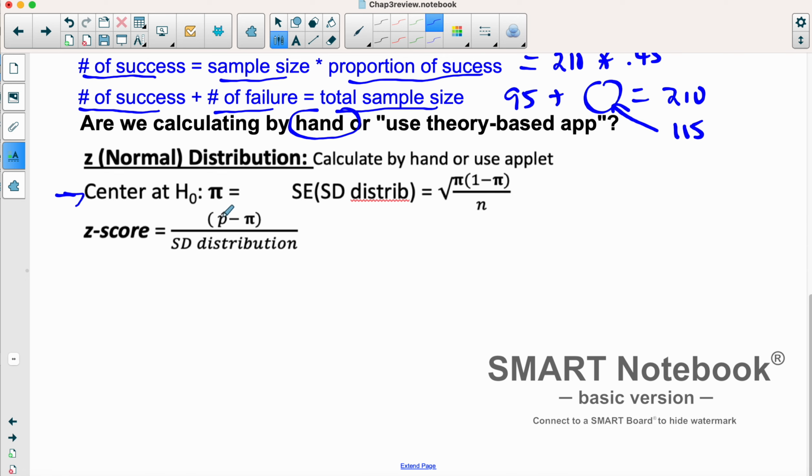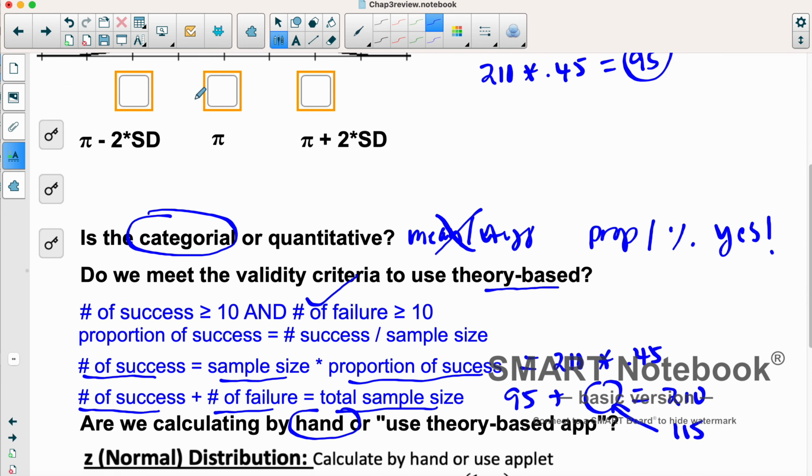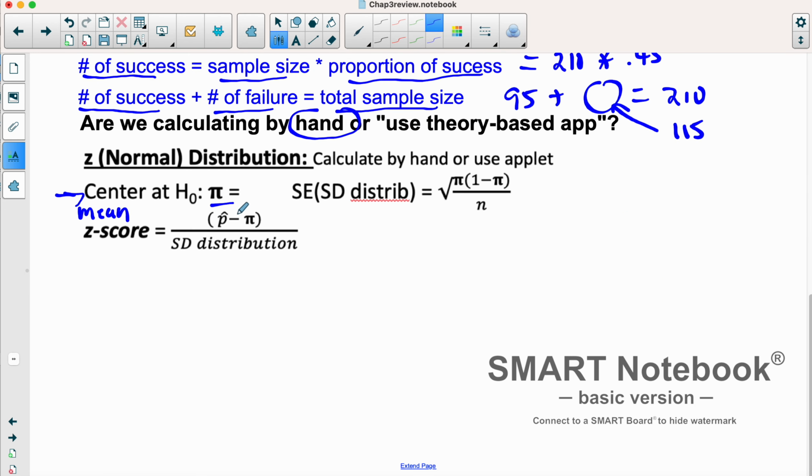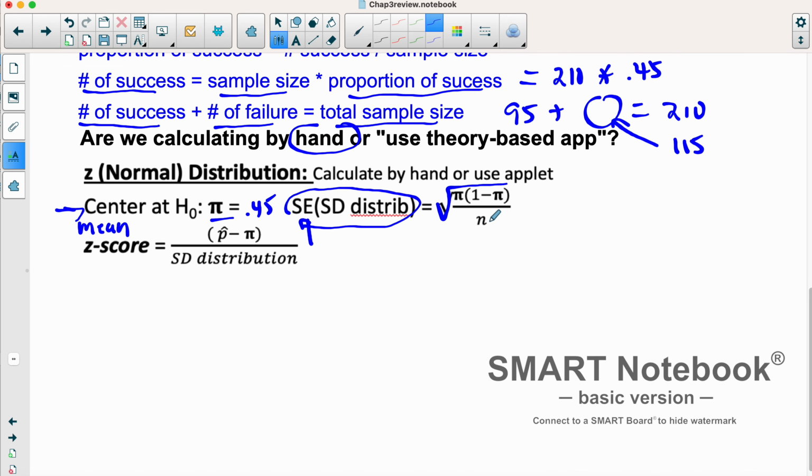Well, the center of the distribution, or the mean of the distribution, is at pi equals whatever the value is. Pi equals 0.45. That's going to go in the center. I'm going to calculate the standard deviation, also known as the standard error, using this formula: the square root of pi times 1 minus pi divided by n. That's the square root of 0.45 times 1 minus 0.45 divided by n, which is 210.